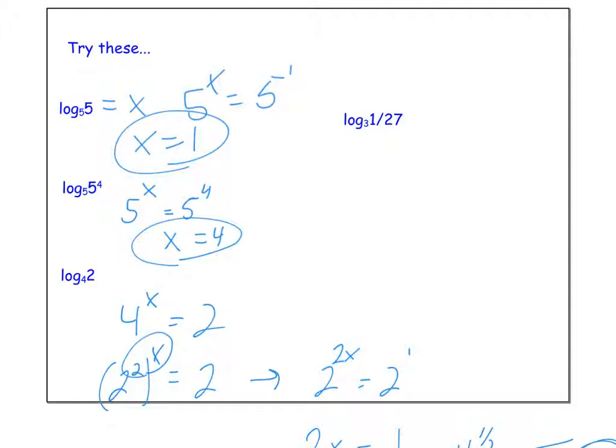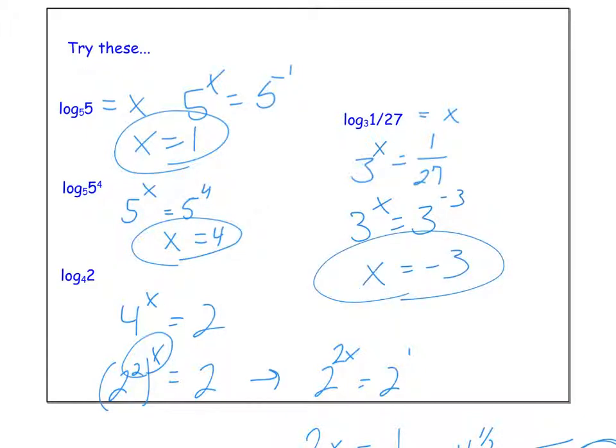Let's look at this last one now. 3 to what power gives you 1 over 27? Well, 3 to the x, we could set that equal to 3 to the negative 3. Whenever you see 1 divided by, it typically will translate into negative exponents.